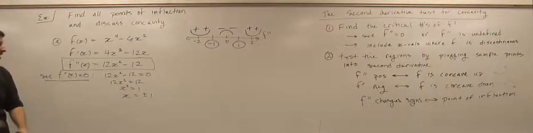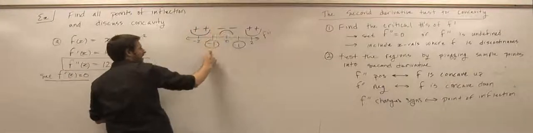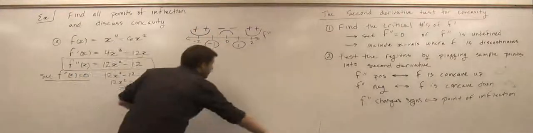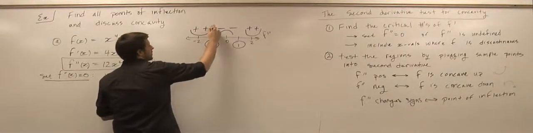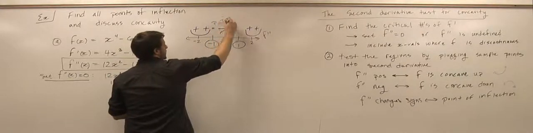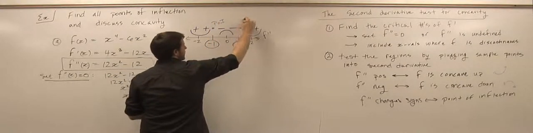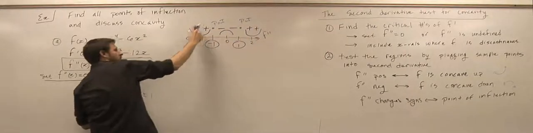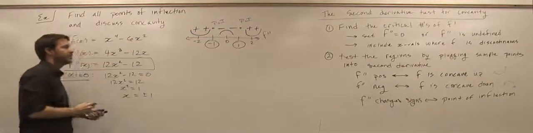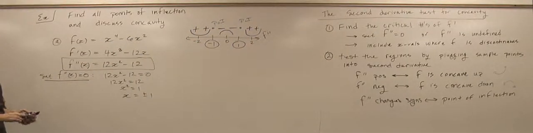So since I changed signs here, since I changed concavity, this guy is a point of inflection. P-O-I, and this guy's another point of inflection. If my sign stayed the same, if it were plus plus, then I wouldn't have a point of inflection. But they changed from plus to minus, from concave up to concave down, so I do.